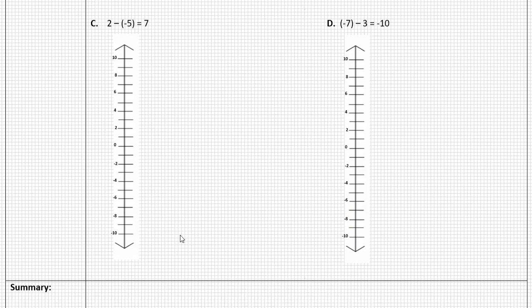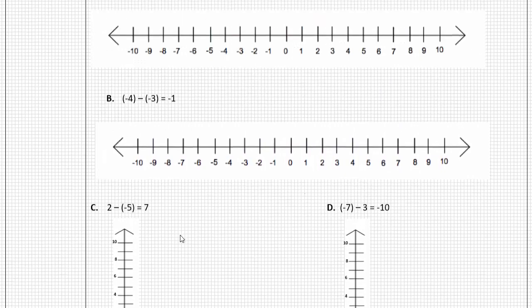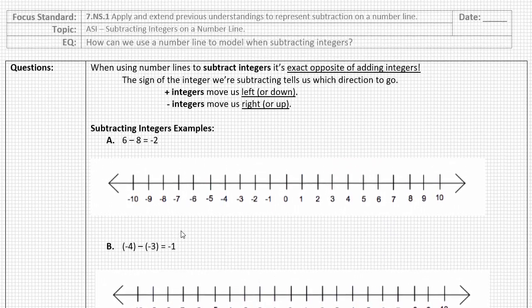That is going to conclude our video lesson for today on subtracting integers on the number line. Please make sure that your notes are fully complete and come ready to practice these more in class.